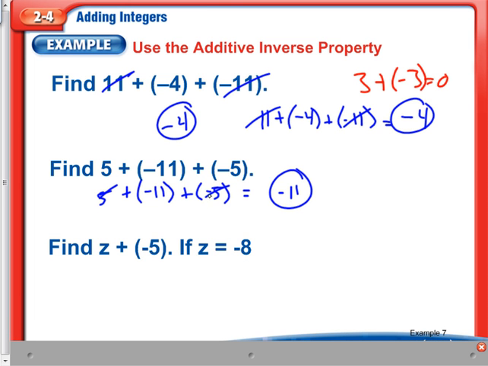And last but not least, now we need to substitute, so we have negative 8 plus negative 5. Now these both have the same sign, so I know it's going to be negative, and I just add them. Well, 8 plus 5 is 13.